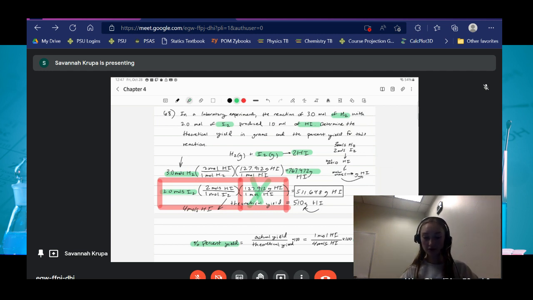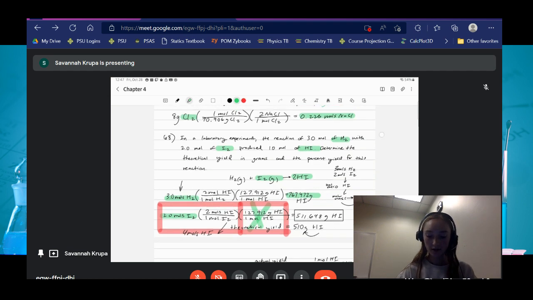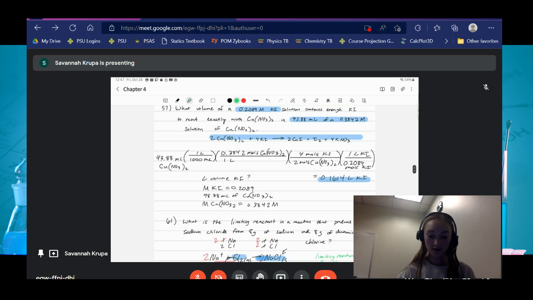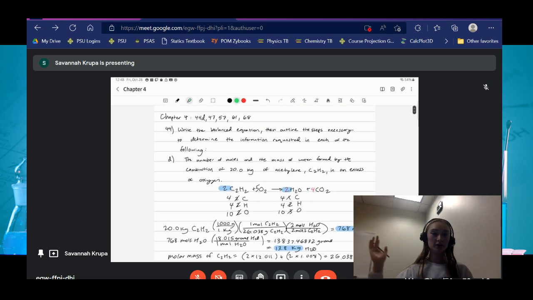So those are all the questions that I have prepared for today. If any of you have another question, I can go over something more clearly or slower if anything is tripping you up. But hopefully this helped you with stoichiometry and limiting reactants and some of those conversions.